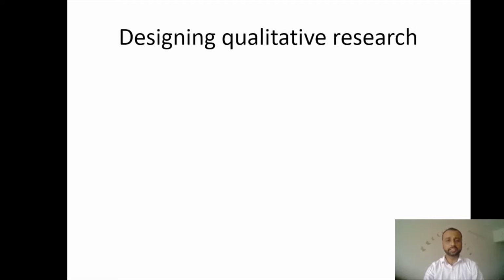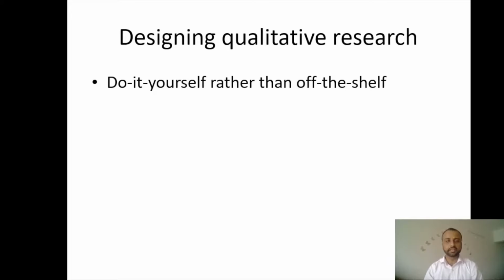So two or three things that you should keep in mind before you even think about designing qualitative research. The first thing is that here we need to follow a do-it-yourself approach rather than an off-the-shelf approach. So there is no solution which is ready-made available. There is no sampling formula. There is no population. There is no analysis technique available that you can imitate or replicate. So you have to design everything on your own, right from scratch till you write your paper.